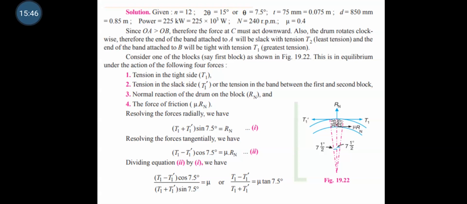Dividing equation 2 by 1, we have (T1 minus T1 dash) divided by (T1 plus T1 dash) is equal to mu tan 7.5 degree, because cos by sine is equal to tan 7.5 degree. Substituting these values, we get T1 divided by T1 dash is equal to (1 plus mu tan 7.5 degree) divided by (1 minus mu tan 7.5 degree). Similarly, for the other blocks, T1 dash by T2 dash is equal to T2 dash by T3 dash, and so on; the ratio remains constant. So for 12 blocks having the greatest tension T1 and the least tension T2, T1 by T2 is equal to (1 plus mu tan 7.5 degree divided by 1 minus mu tan 7.5 degree), the whole power 12.